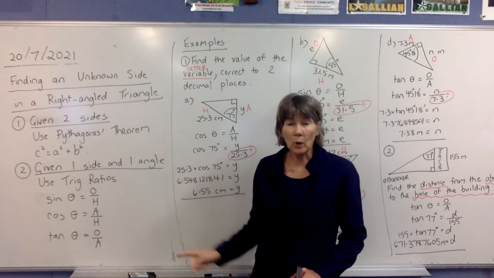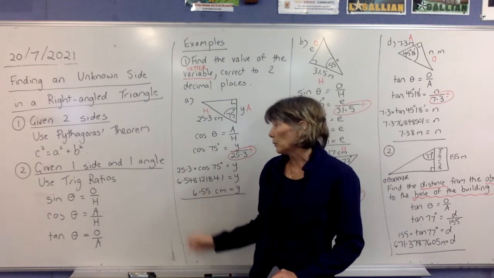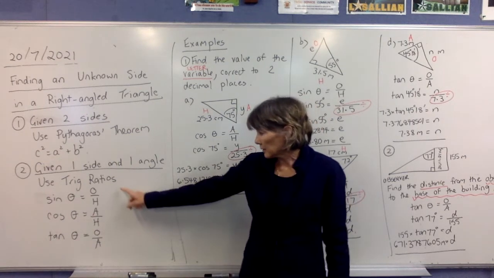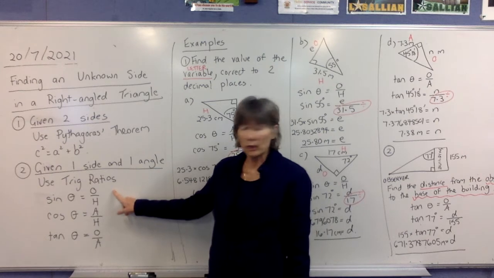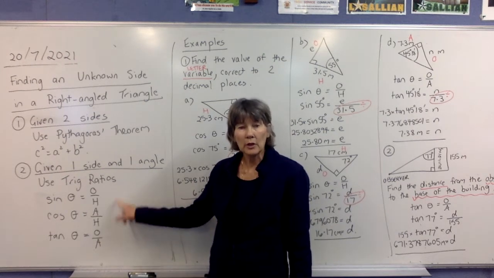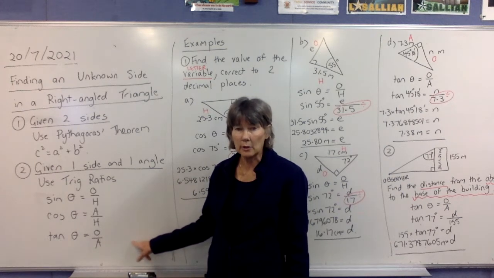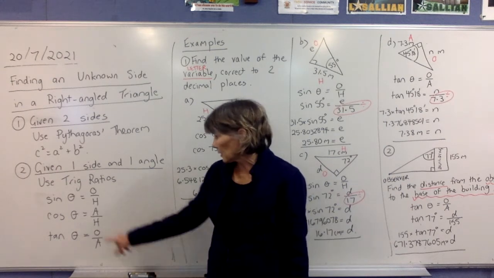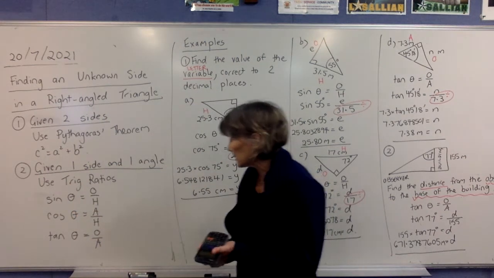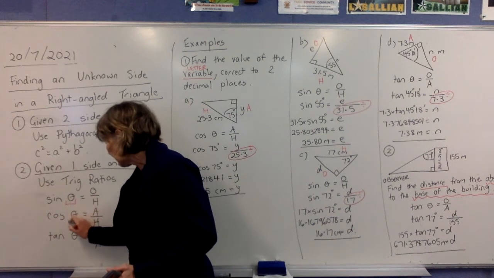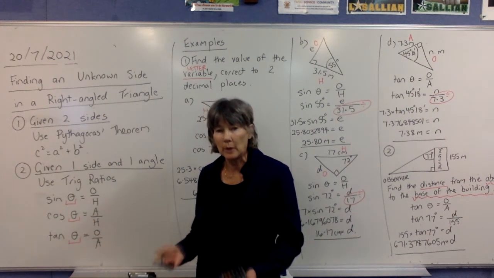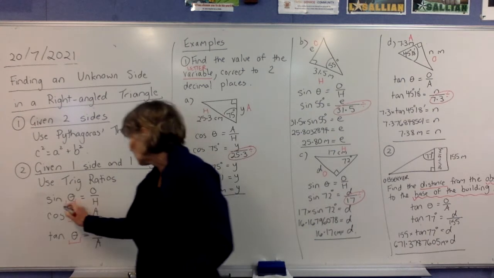However, if you're given one side in a right angled triangle and one angle, that's when you use the trig ratios. So sine theta equals O over H, cos theta equals A over H, and tan theta equals O over A. You use whichever one applies to the diagram you're looking at. Remember that theta is an angle. Really important that you understand that this is always an angle. That's why they use theta, so that you understand that we only use theta when we're looking at angles.